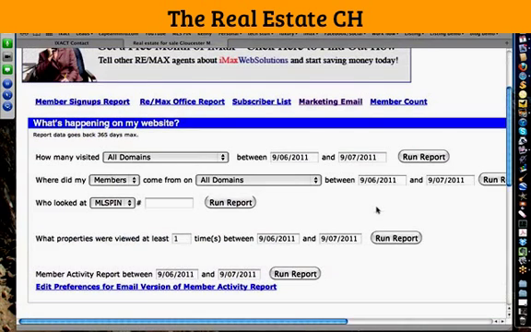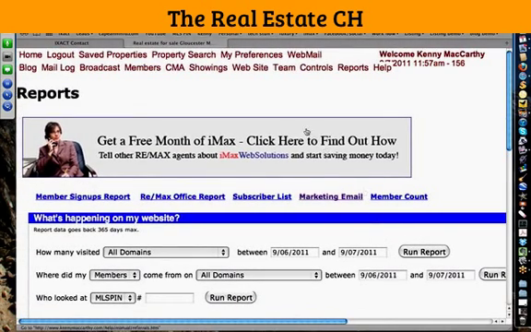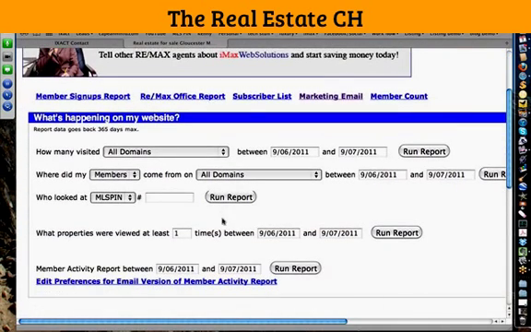Now, I also want to show you the report that goes with your property. Any listing that you have or any property that you want to look up and see who's looked at it from an IMAX site, you can look by putting an MLS number in here and then clicking Run the Report.